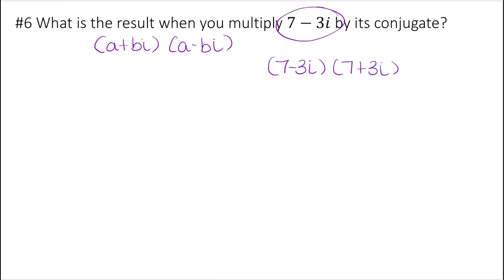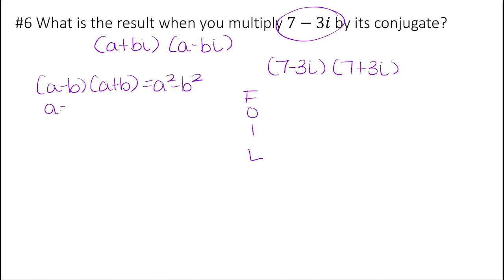So there's two ways you can do this. You can go about using FOIL, or you can use that difference of squares property. So remember, we said that a minus b times a plus b equals a squared minus b squared. So we can use that here as a shortcut as long as we call a 7 and we call b 3i.